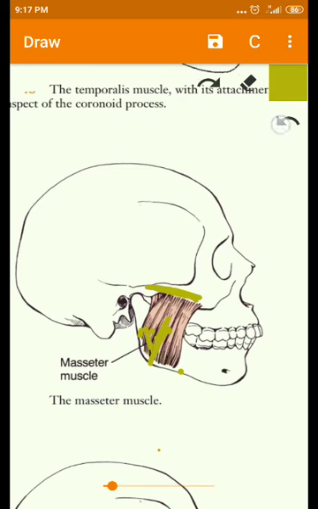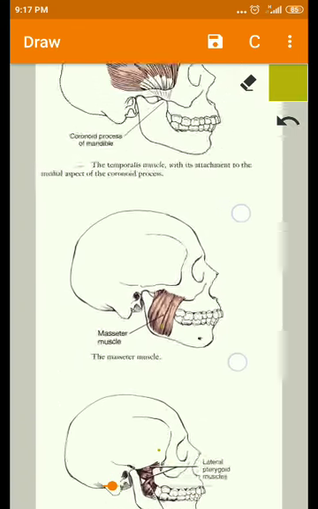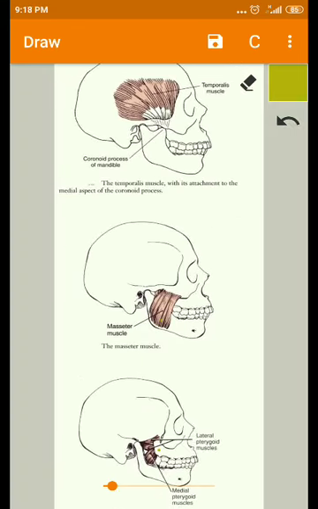We can see this masseter very clearly here, and this muscle can be easily palpated superior to the angle of the mandible. We can easily palpate it above the angle of the mandible. So this muscle also helps in mandibular elevation. Masseter also helps in mandibular elevation.